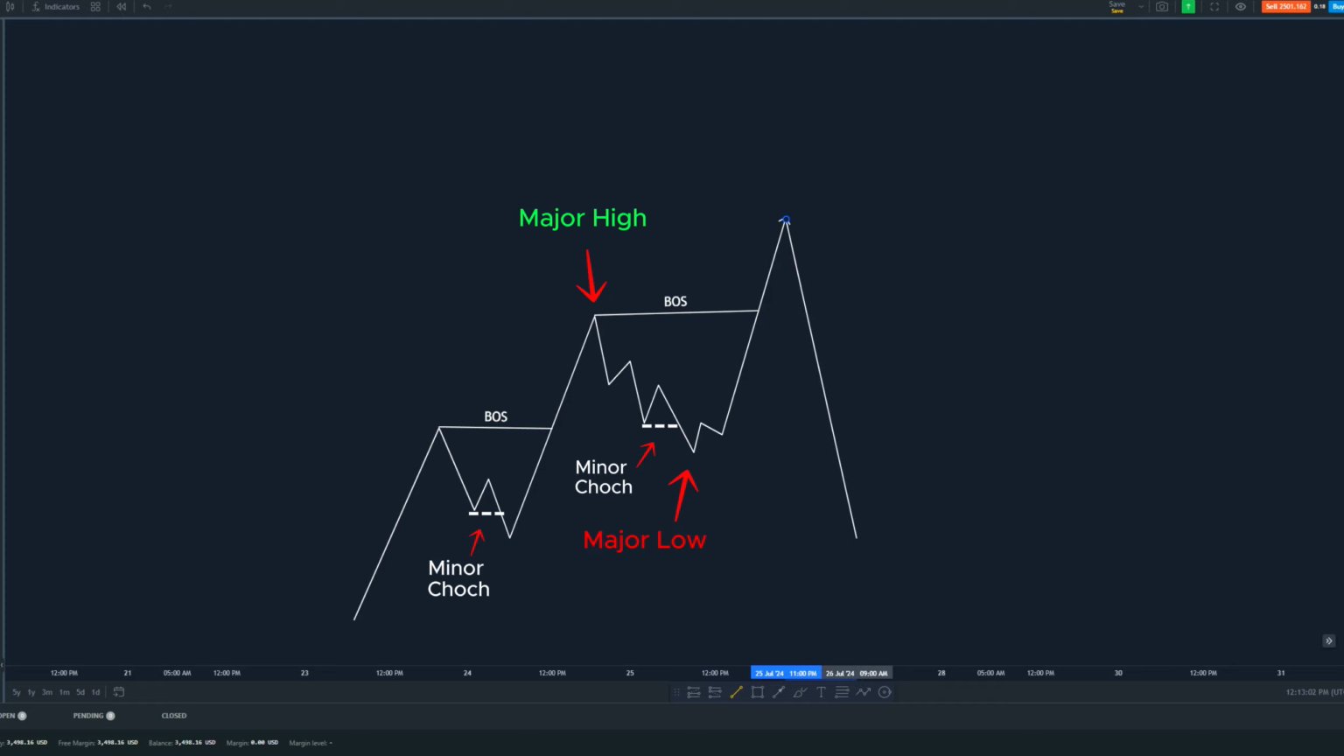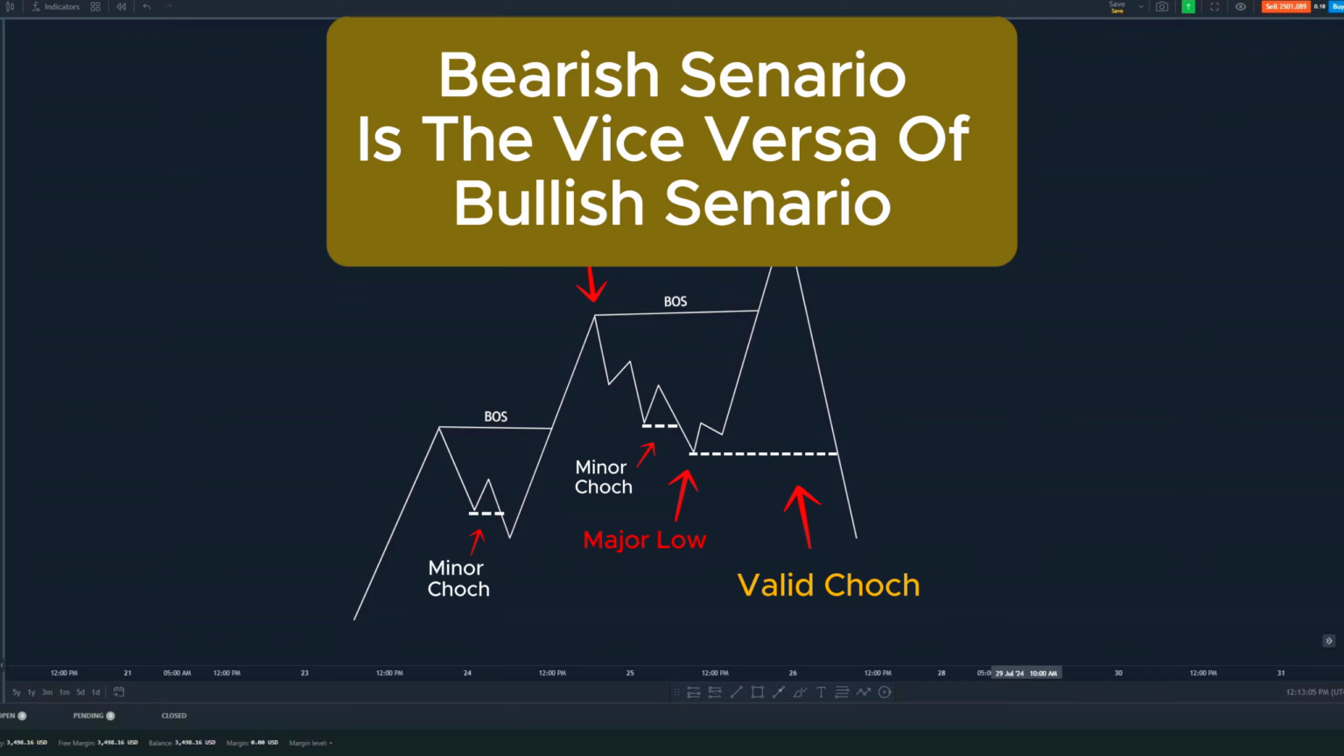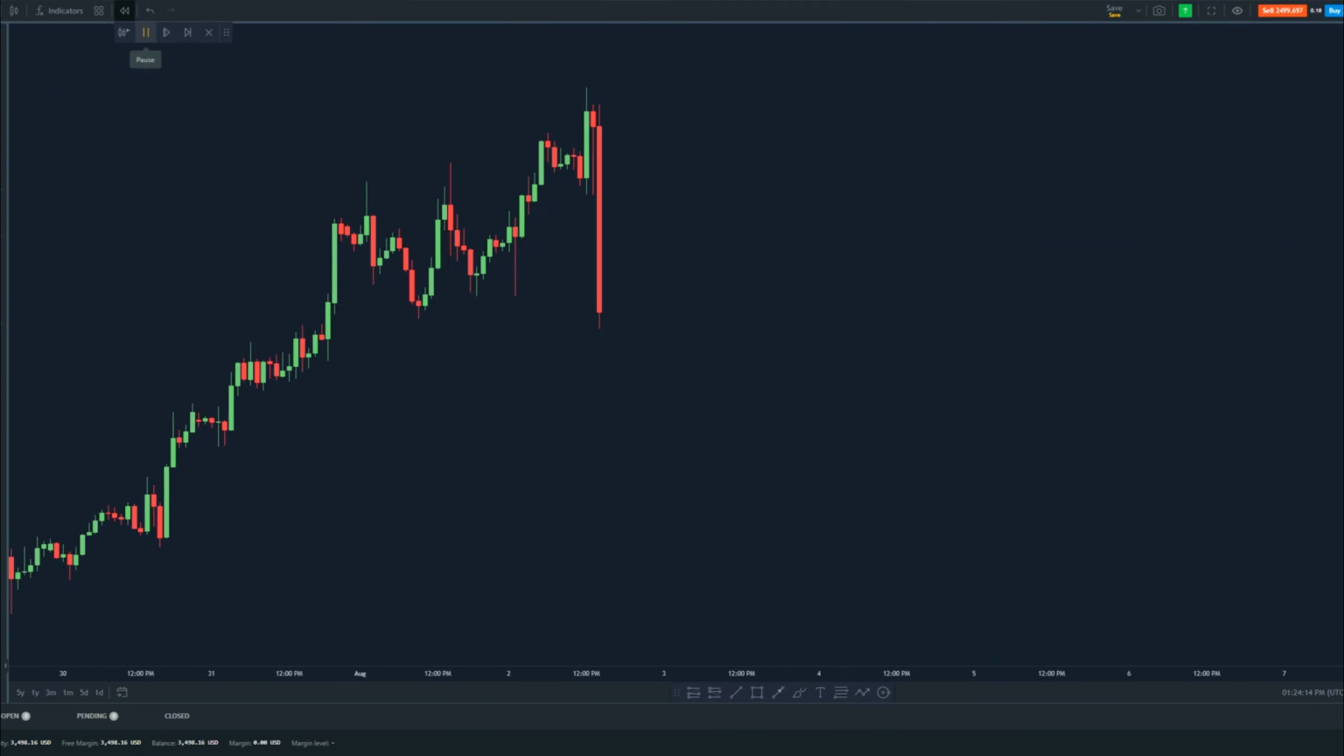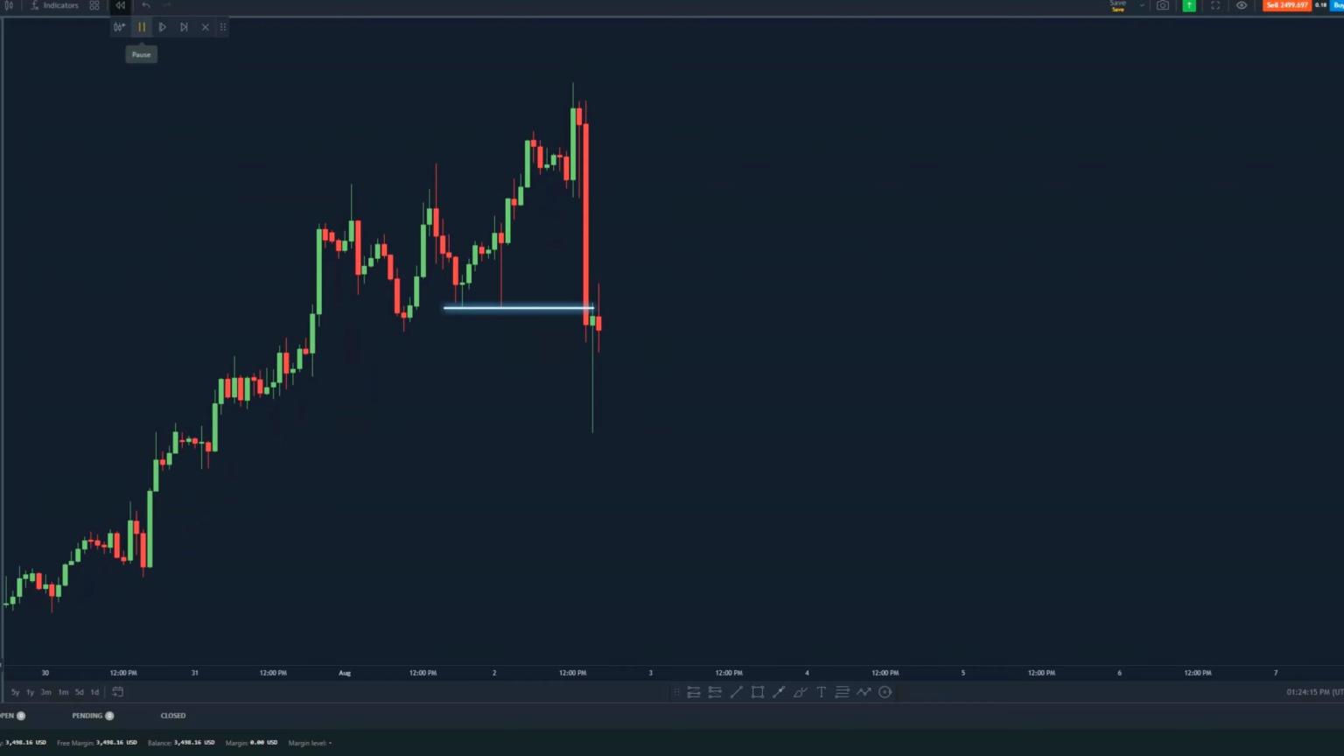Here in this scenario, the major low has been taken by the price, and a valid change of character has been done here. Now, we can say that the trend of the market has shifted to the bearish side. Same concept for the bearish scenario. Now here, the price breaks the major low to the downside with the body of a candle and closes below the wick of the major low. So this will be a valid change of character.